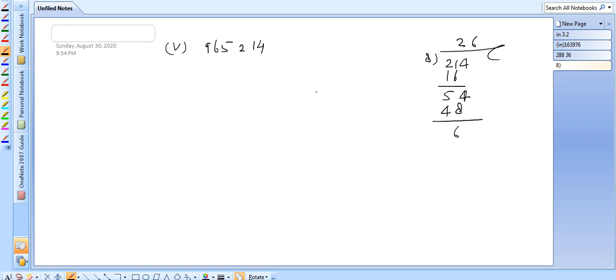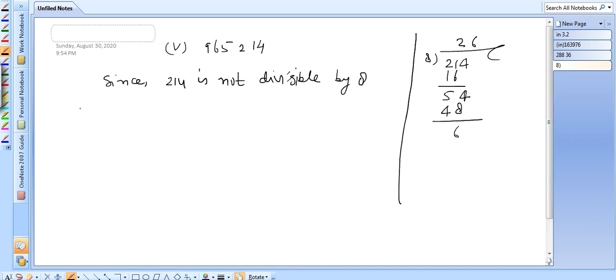Okay, so you can see the number is not divisible by 8. So give the proper reason. You have to just write, since 214 is not divisible by 8, hence 965214 is not divisible. Note it down.